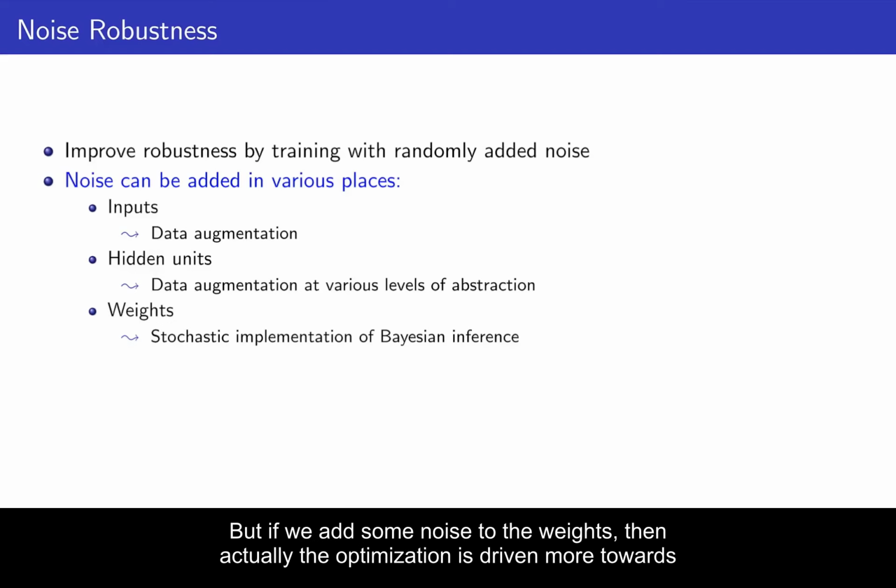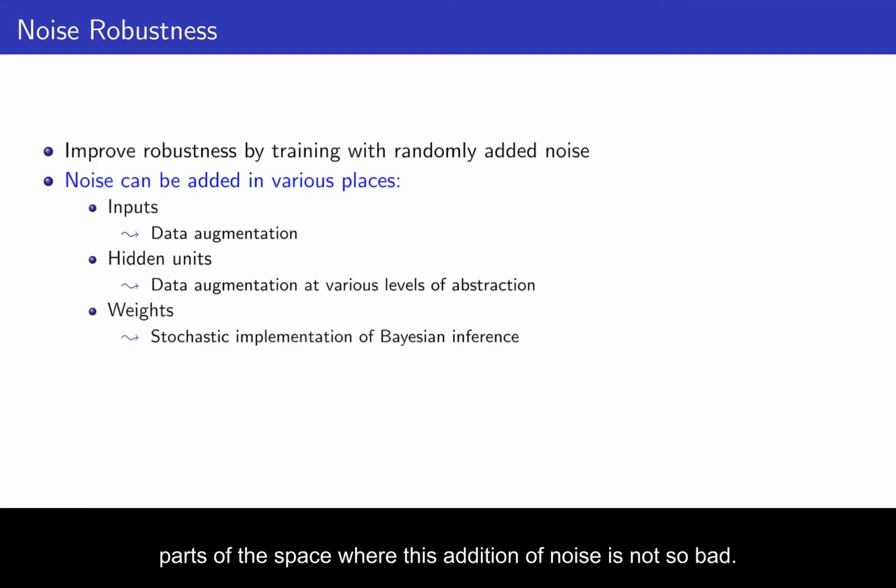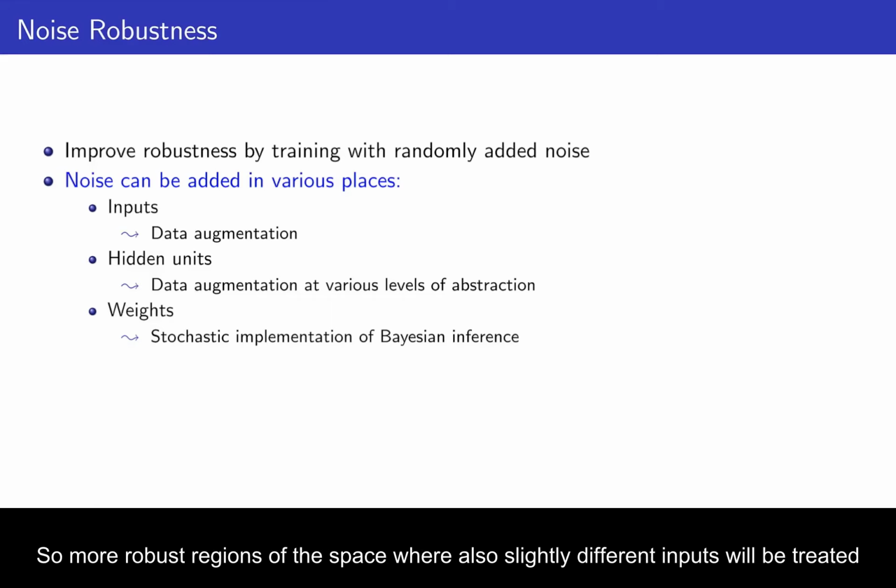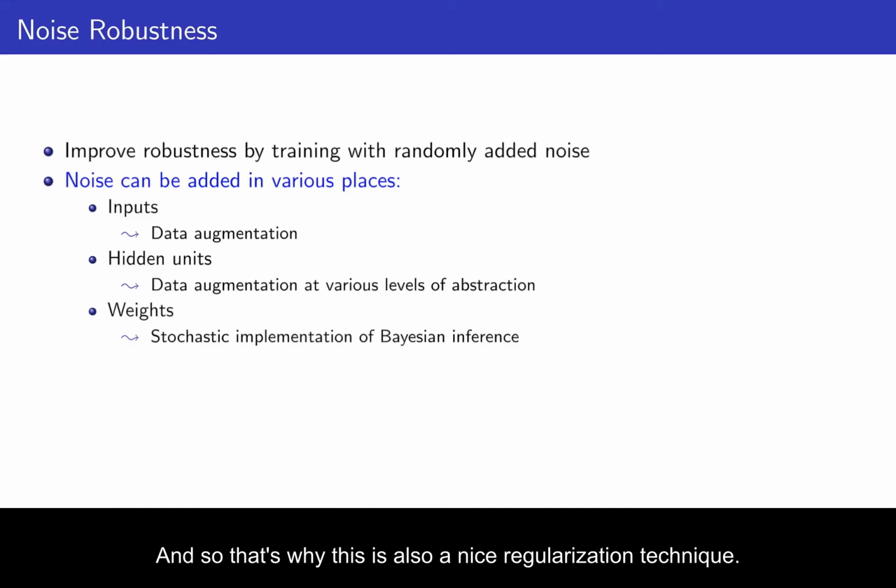But if we add some noise to the weights, then the optimization is driven more towards parts of the space where this addition of noise is not so bad, so more robust regions of the space where also slightly different inputs will be treated quite similarly. And so that's why this is also a nice regularization technique.